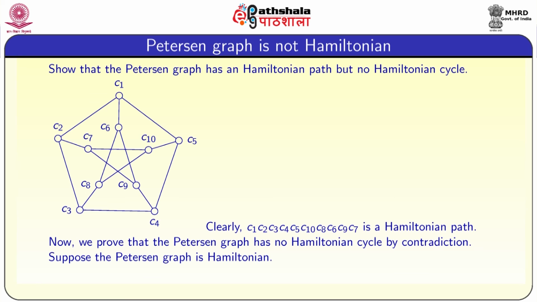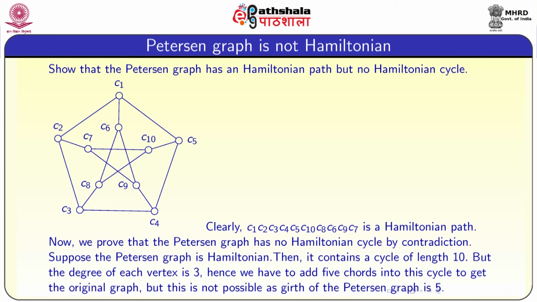Now, we will prove that the Petersen graph has no Hamiltonian cycle by contradiction. Suppose the Petersen graph has a Hamiltonian cycle, then it contains a cycle of length 10, but the degree of each vertex is 3. Hence, we have to add 5 chords to the cycle to get the original graph, but this is not possible as the girth of the Petersen graph is 5.